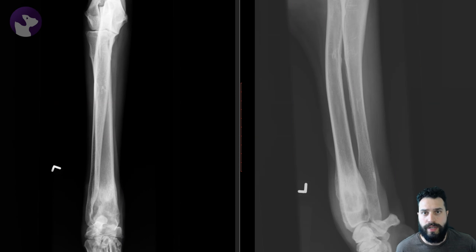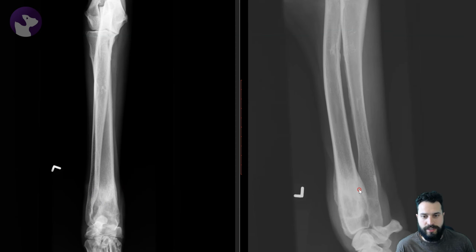I'm going to talk to you today about a 6-year-old Great Dane that presented for lameness of the left thoracic limb. So radiographs were taken of the antebrachium, and here they are. What we notice is at the distal radius there is a lesion centered in the metaphysis. It's characterized by a combination of increased opacity.